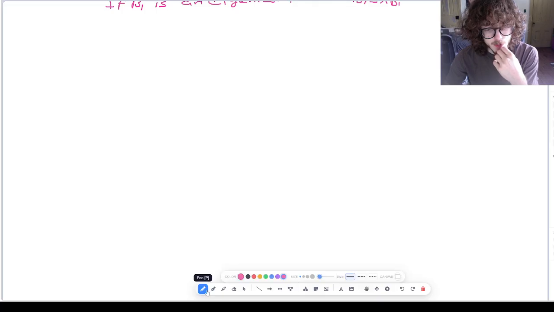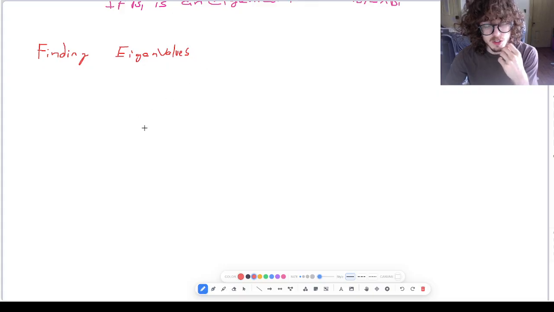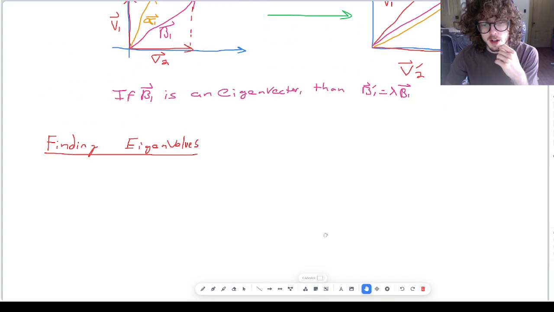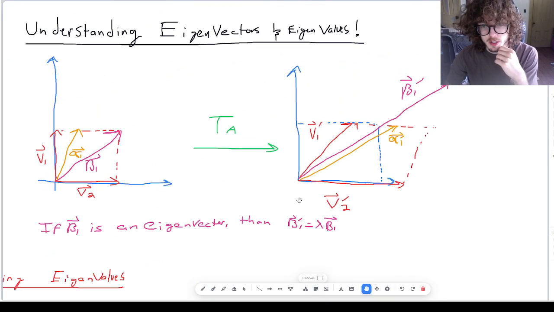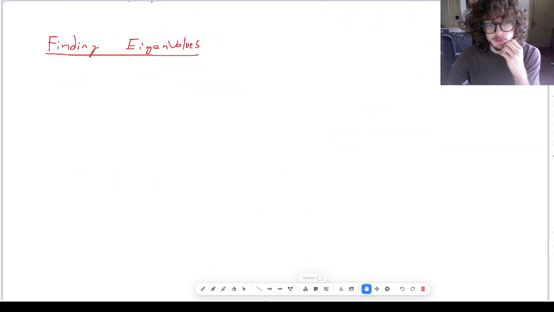So how do we find, let's go through a couple of things. How do we find eigenvalues? And how do we find eigenvectors? Well, we first have to make a relationship to find eigenvalues. Let's start with finding the eigenvalues. How do we find an eigenvalue? An eigenvalue is just the scalar of this. So in this case, beta 1 to beta 1 prime is about 2.